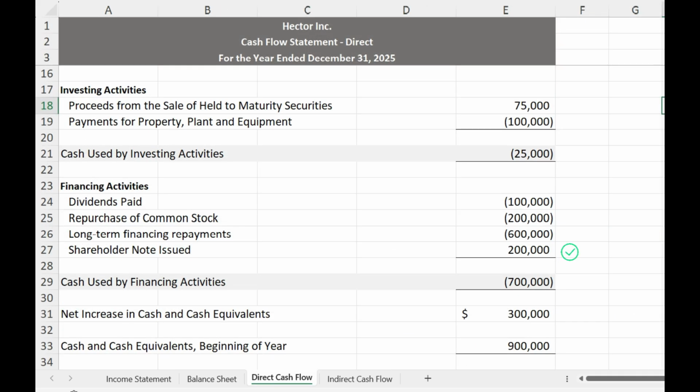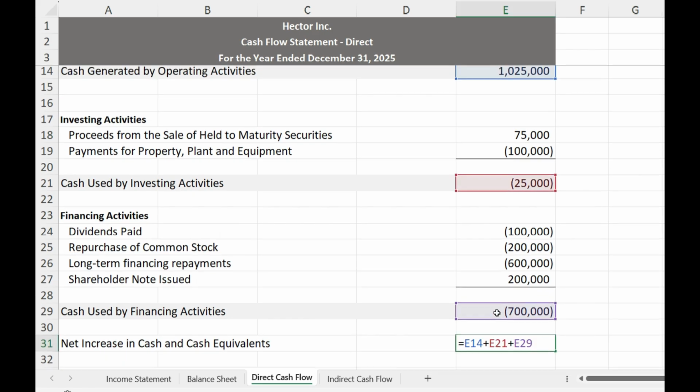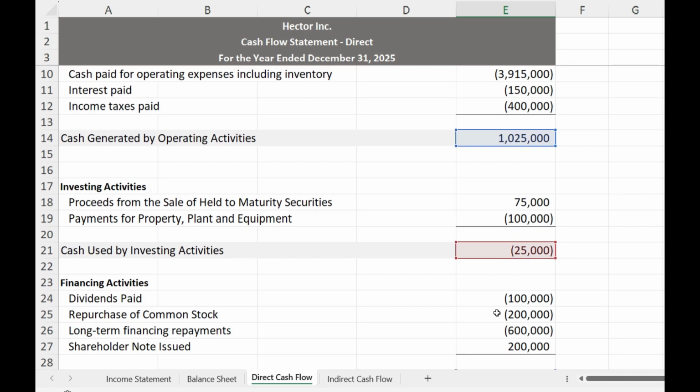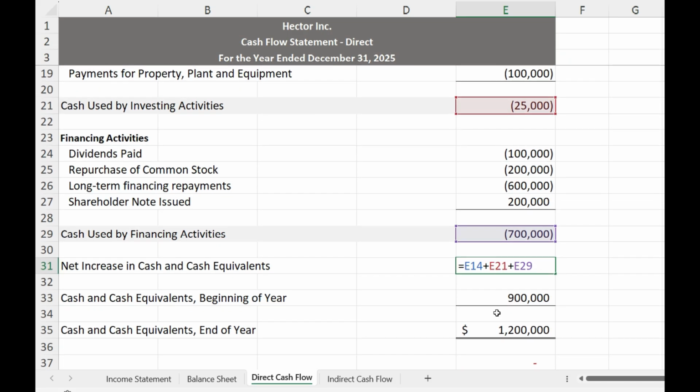Now I'm going to factor in all three pieces: operating, investing, and financing. And that is going to be my net cash impact. How much cash did I generate, or how much cash did I net use within this year? Now, I have generated $300,000 of net cash from these three categories.